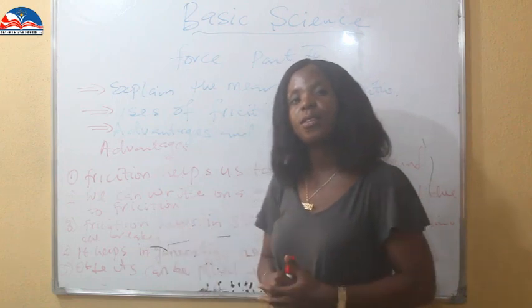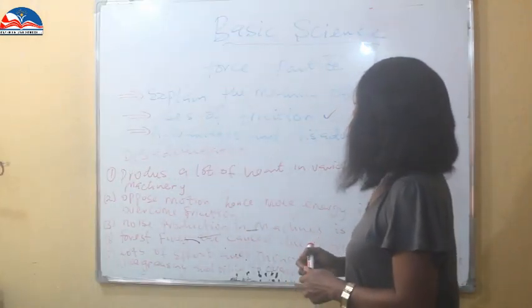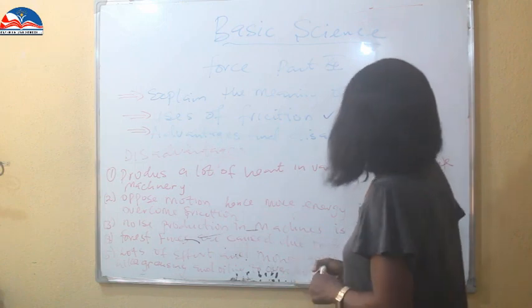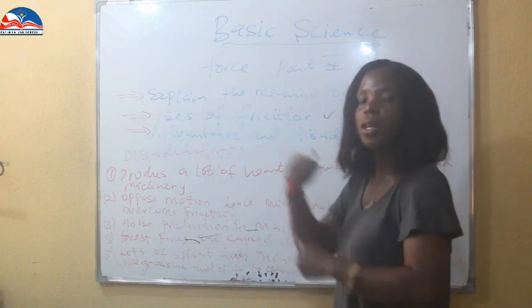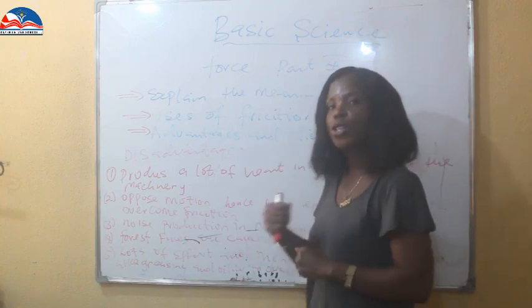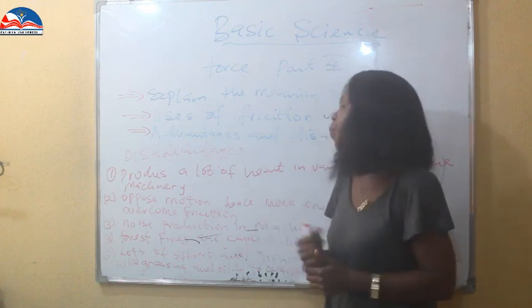Now let's see the disadvantages. Disadvantages of friction. One, it produces a lot of heat in various parts of the machinery. If you are using a machine, the heat that is produced as a result of friction is high, which can lead to depreciation of the machine.